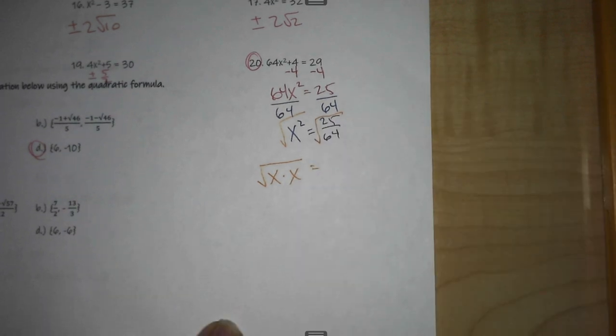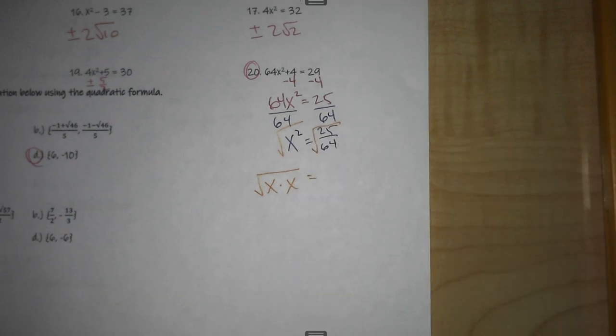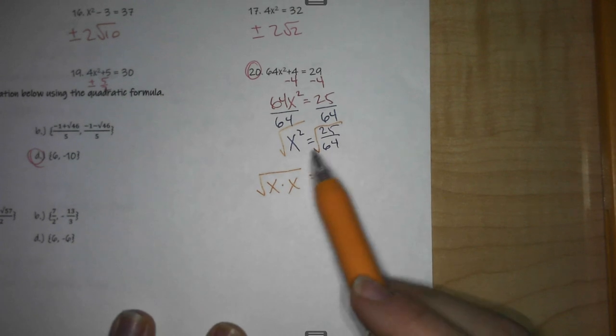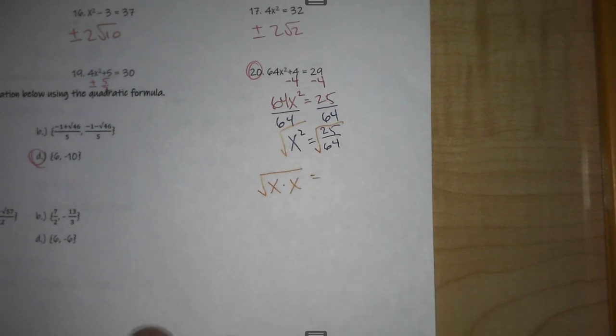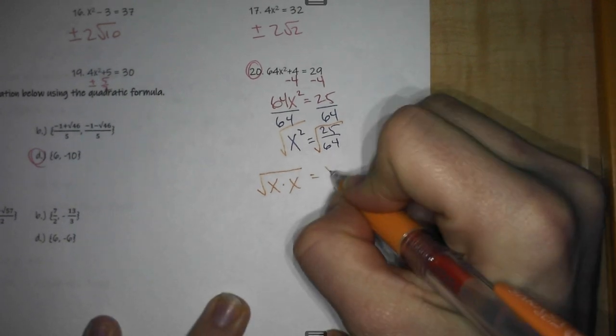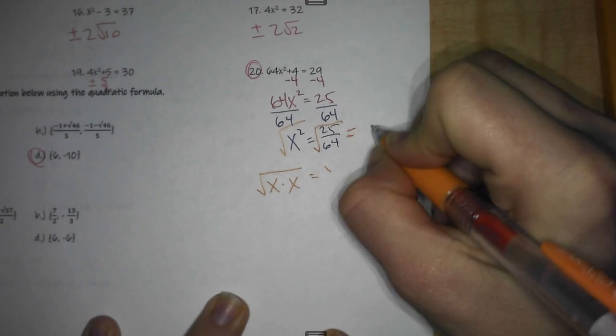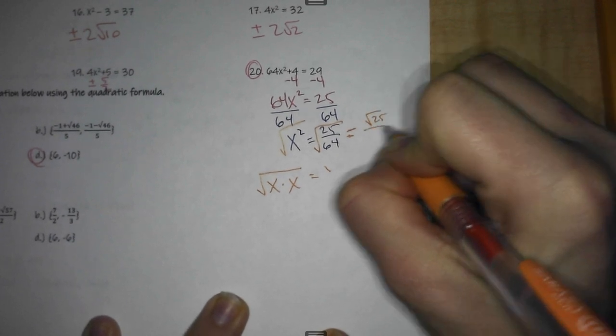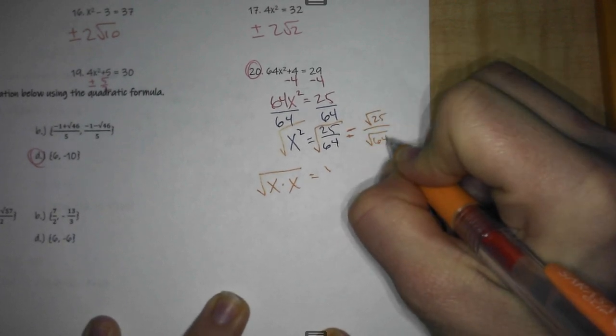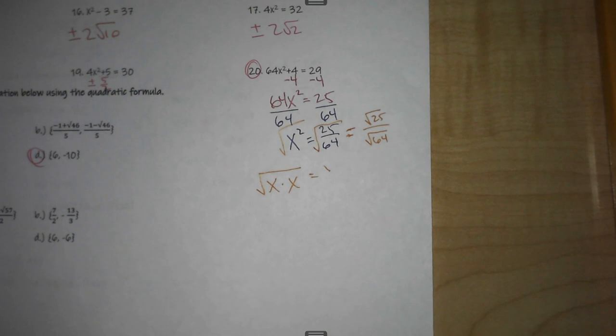Here's something we didn't talk about when we were taking the square root. If I've got a fraction underneath my square root, really, let me put that here, this really is the square root of 25 and the square root of 64. So if I've got a fraction underneath my radical, then I can separate those on top of each other.